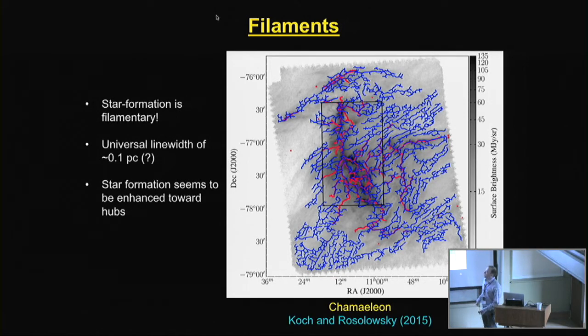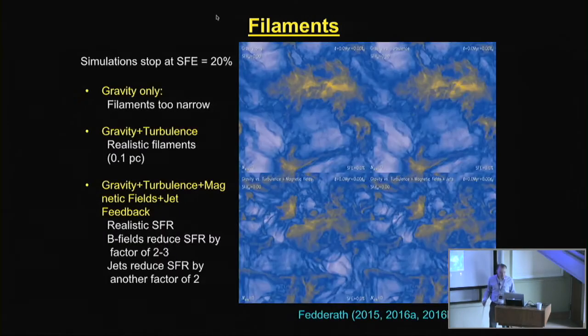A lot of times we talk about this universal line width, about 0.1 parsecs, and I think there's already a lot of contention in that, because a lot of that depends on the method that you're measuring the line with, and maybe the size scale you're looking at, and whether it's high mass or low mass. But a lot of times you hear that number thrown out, about 0.1 parsec. And it seems like a lot of cores form where a lot of filaments come together at these hubs that we talk about sometimes.